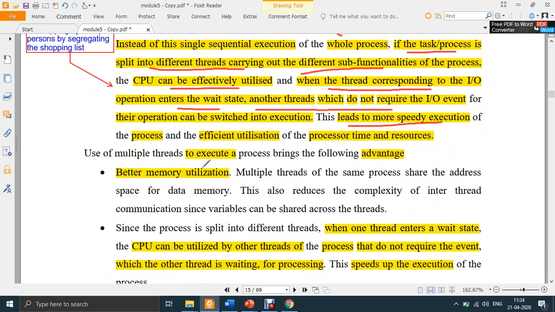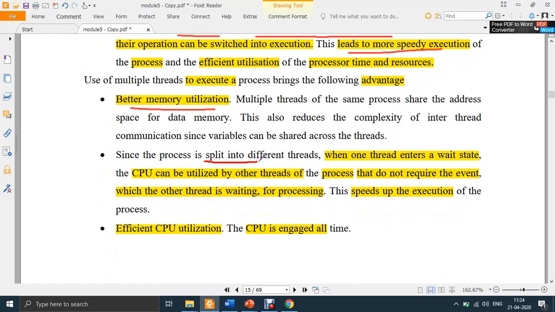What multi-threading will do is better memory utilization. Multiple threads of the same process share the address space of the data memory. This also reduces the complexity of inter-thread communication. Since all are in the same memory or sharing the memory, they can communicate very easily with each other. And in the process of splitting into different threads, when one thread enters wait state, the CPU can still be utilized by other threads.